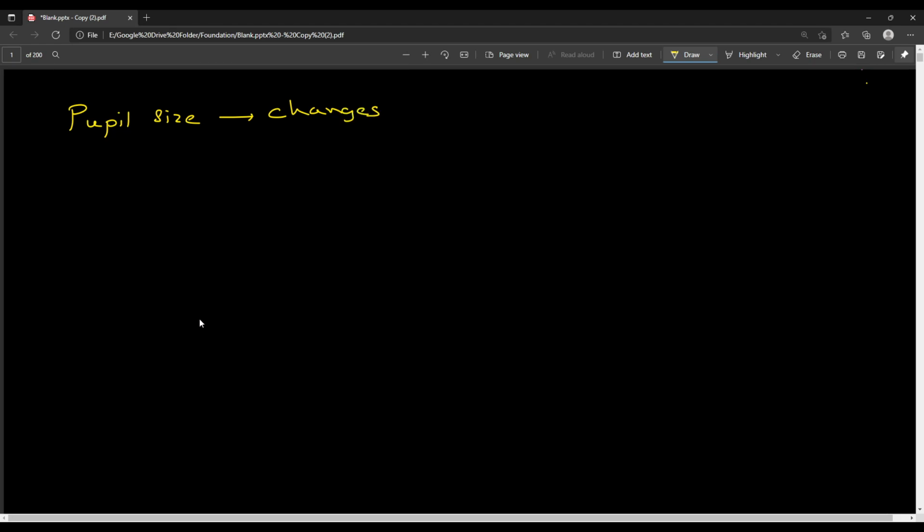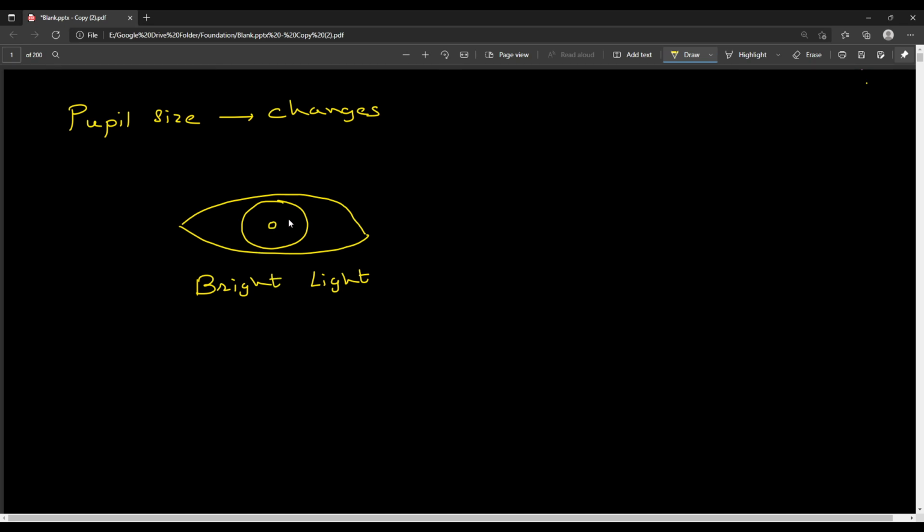Now suppose the light is very bright. In such situations the size of the pupil is always small. Basically, if this is your eye, this is your iris, the size of the pupil becomes very small. Why? Because not a lot of light is required to get the information. To see an object, we just require a little bit of light, correct? So if it is very bright, you don't require much light entering your eye. All you require is a little bit of light and you can see whatever is in front of you.